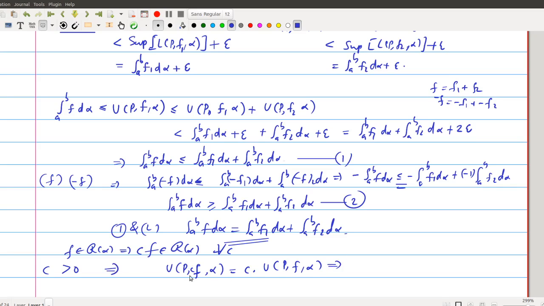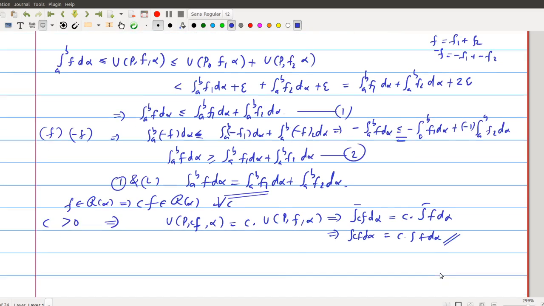By taking the infimum on both sides, what is the infimum of this? It means the upper integral of cf d alpha, which is equal to c times the infimum of this, the same as c times the upper integral of f d alpha. But we know that both are integrable functions, so you need not put the upper integral sign. So this will be the integral of cf d alpha equal to c times the integral of f d alpha. So this proves the case of positive quantities.